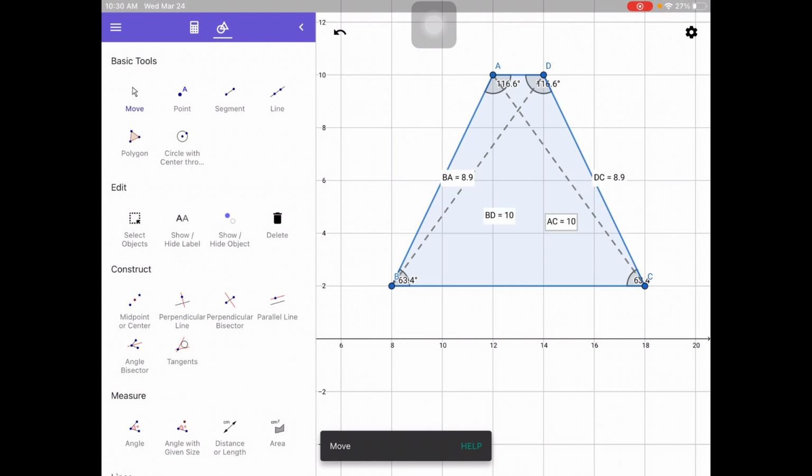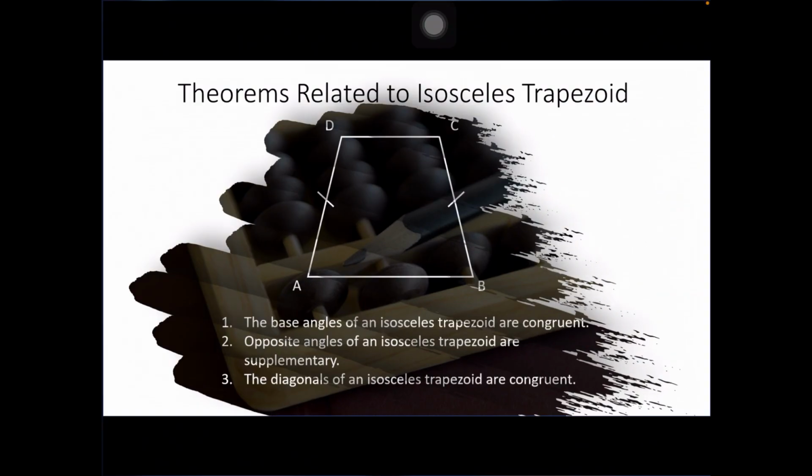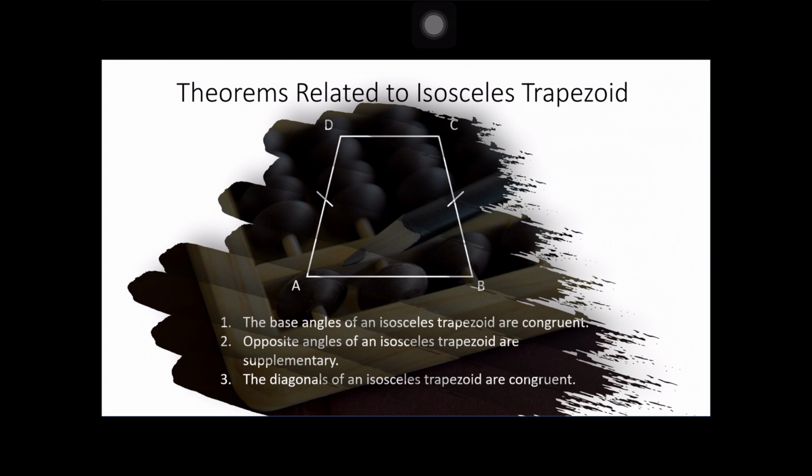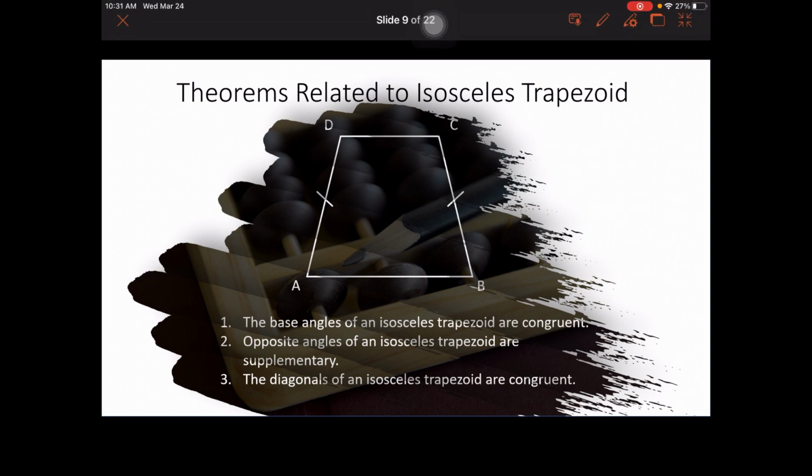Yung ating diagonals are equal. Tapos, ang ating base angles are also equal. And then, the opposite angles are supplementary. Ayan po. That is the theorem related to isosceles trapezoid. Next. Nagbigay na po tayo ng example related to the theorems on isosceles trapezoid.